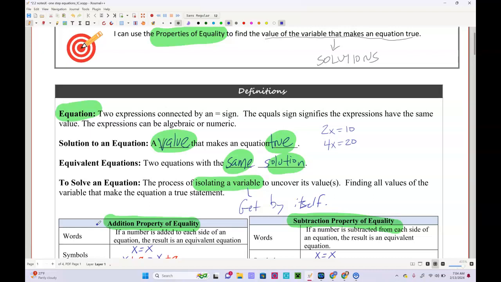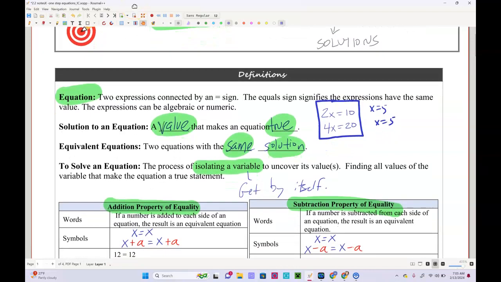Number three, equivalent equations. Equivalent equations are two equations with the same solution. For example, if I had 2x equals 10, and then I had another equation that was 4x equals 20, these two equations look different, but they have the same solution. X is still going to be 5 for each one of these. So they have the same solution, so they're equivalent.